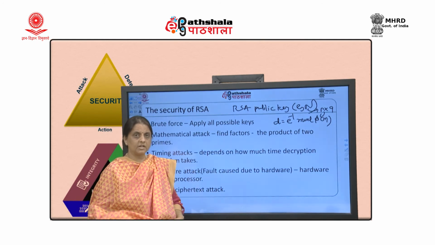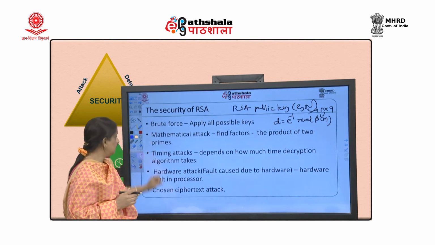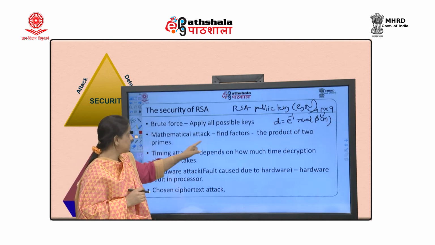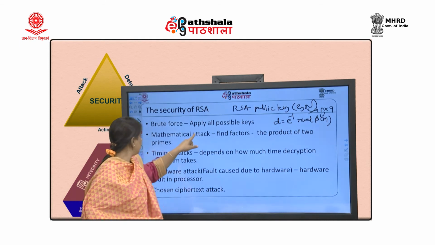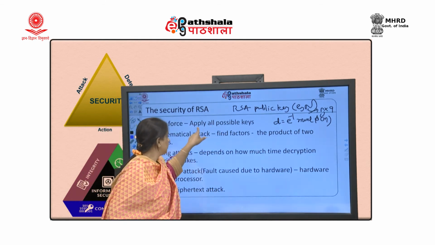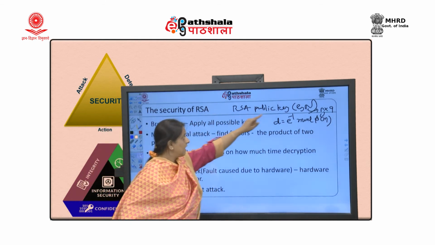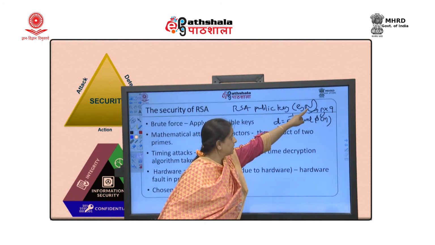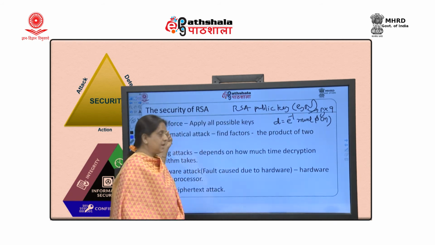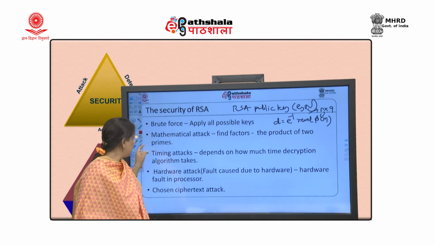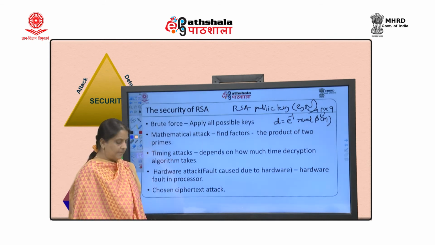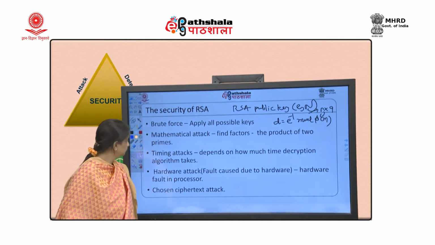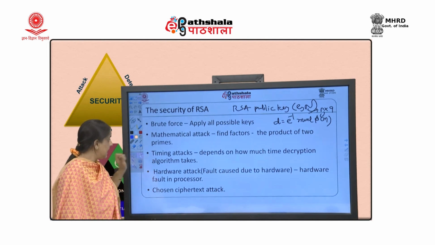Now, the second problem is the mathematical attack, finding factors, the product of two primes. I already covered it in the brute force attack, saying that trying out all possible factors of n, we included it into the brute force category as well. It is also called the mathematical attack. The third attack is the timing attack.